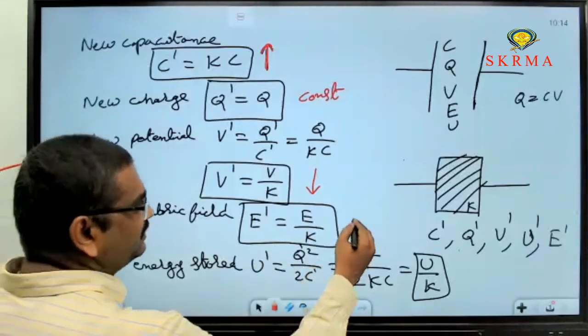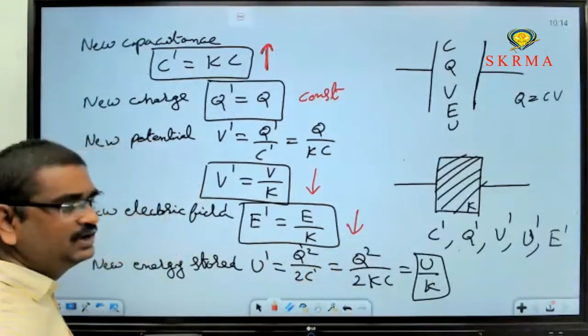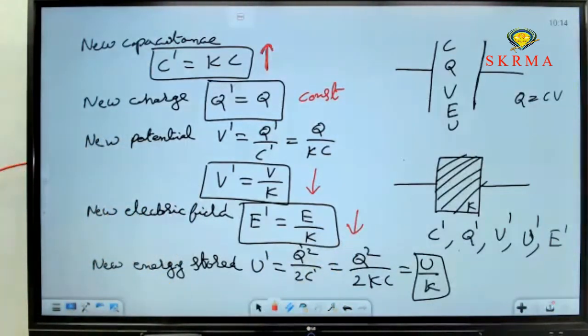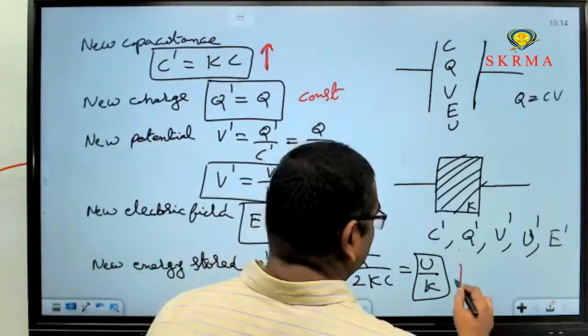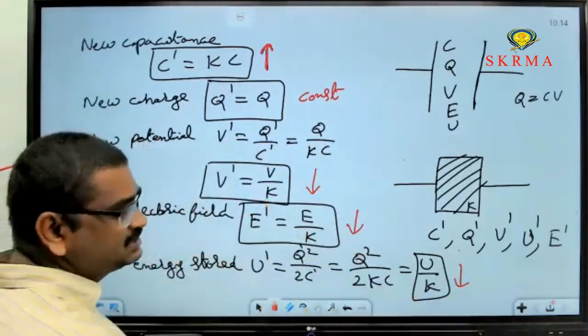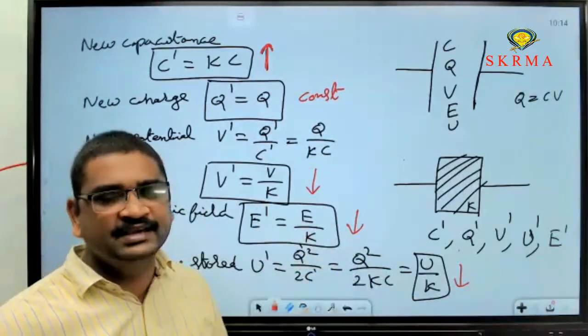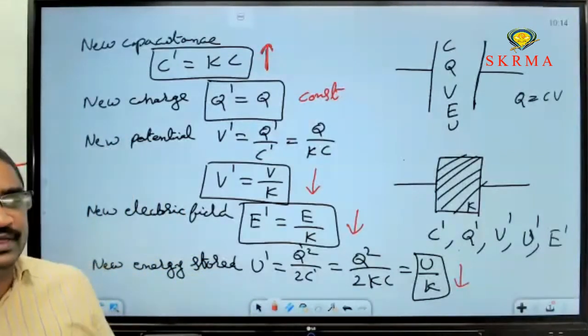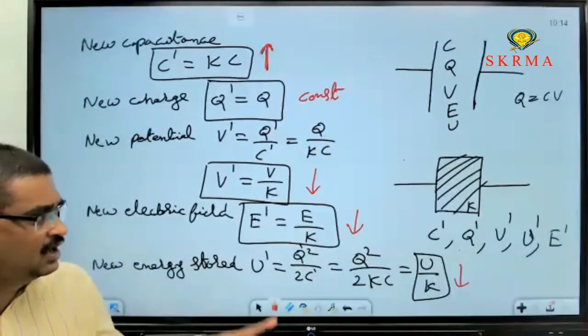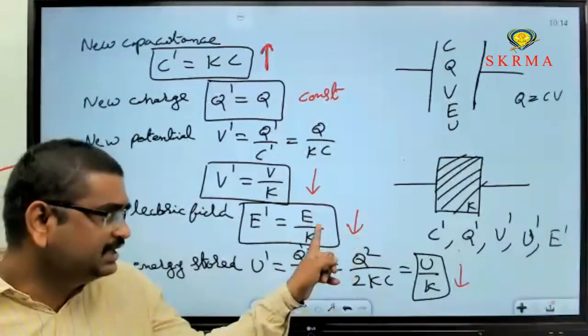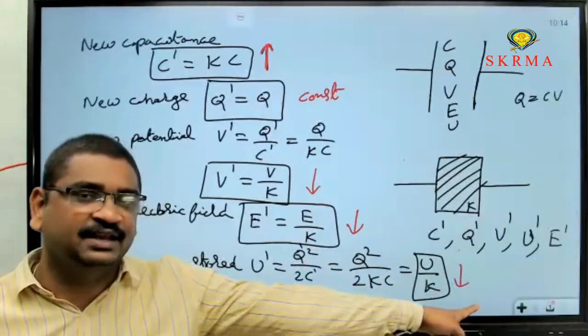Next, what about electric field? Electric field also going to decrease. Next, what about energy? Energy also going to decrease. By K is there. For these three, by K is there. K is a positive number and that is more than 1, always more than 1 only. So that E by K is less than E and U by K also less than U also.